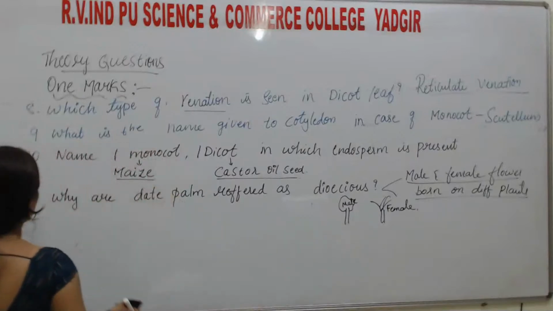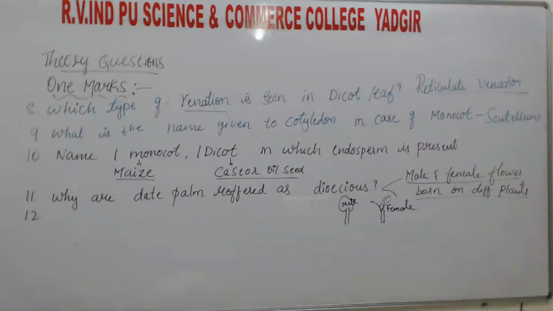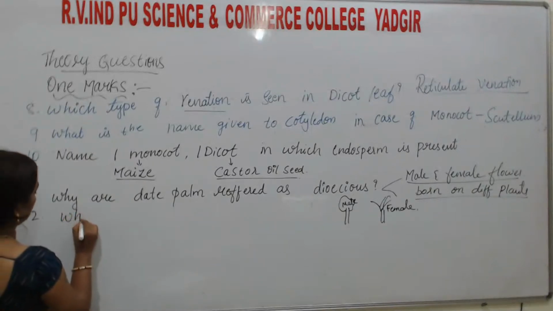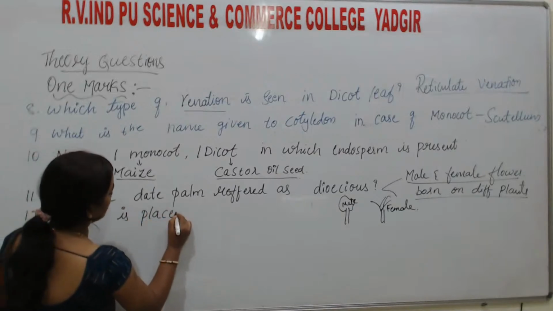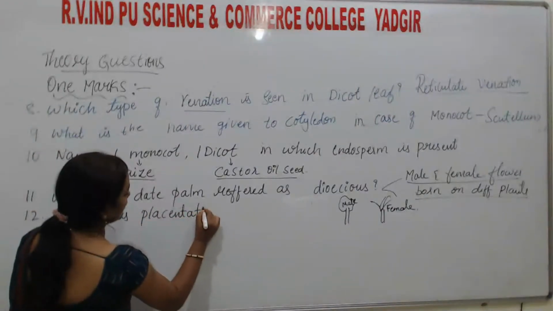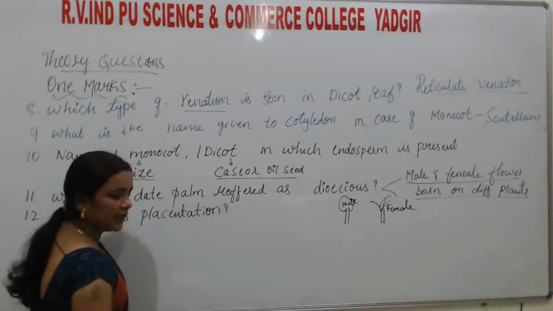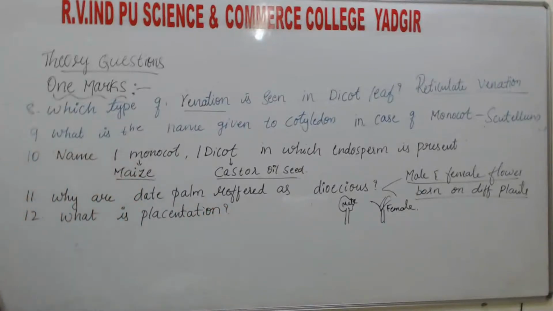Understood? Next, 12th question. What is placentation? Arrangement of ovules inside the ovary is called placentation. Okay, arrangement of ovules in the ovary. Next.